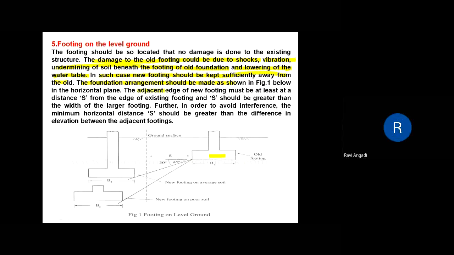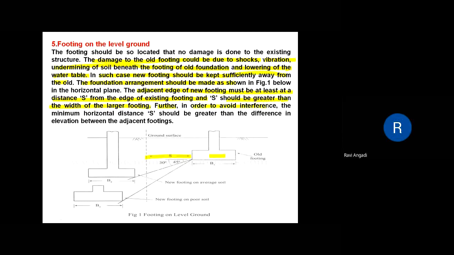Then the adjacent edge of the new footing must be at least at a distance of S from the edge of the existing footing. This distance is marked here as S, and S should be greater than the width of the larger footing. Whichever footing has the larger width, that is to be taken as the S distance.